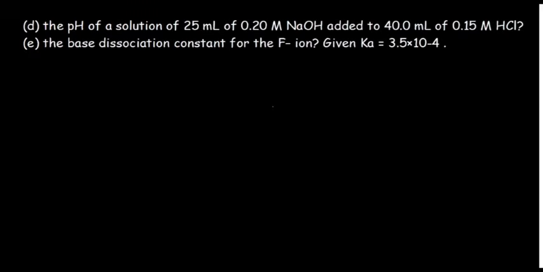Part D. The pH of a solution when 25 milliliters of 0.20 molar concentration of sodium hydroxide is added to the HCl. So this is a question that requires you to have a great understanding of acid and base titrations. So you have your sodium hydroxide being reacted with the HCl. So we said the acidity of a solution is basically determined by the presence of the hydrogen or the hydronium ions. Then the alkalinity is determined by the presence of the hydroxide ions.